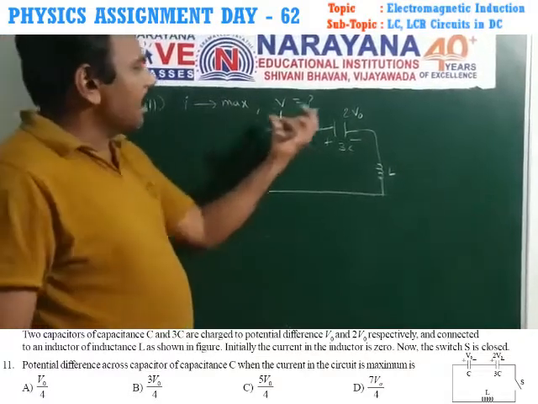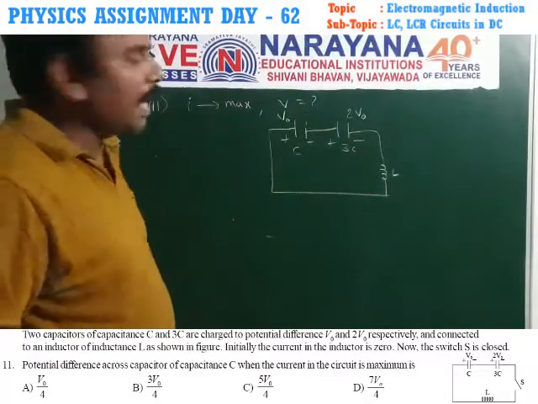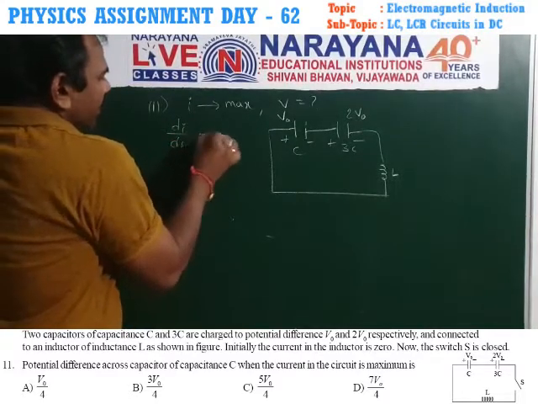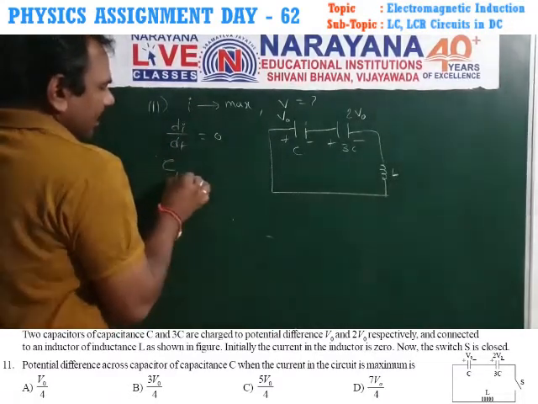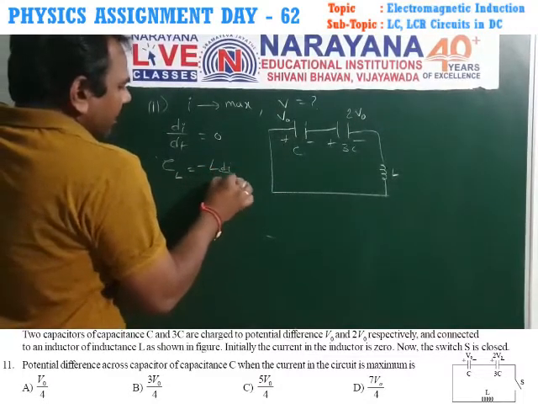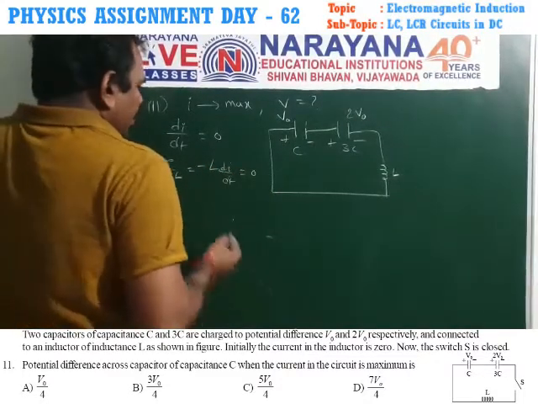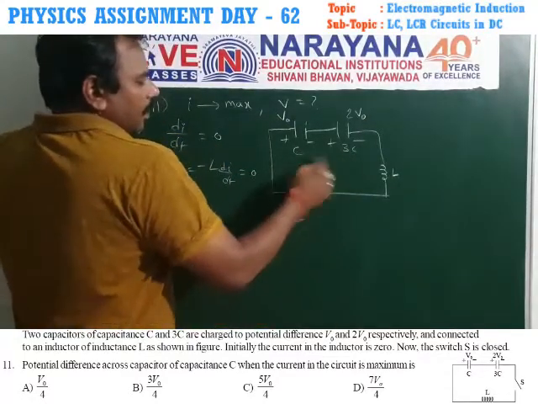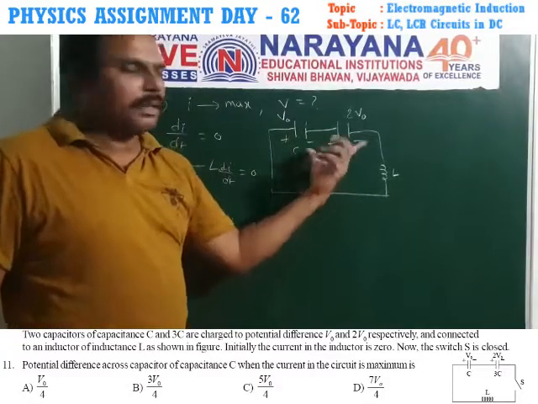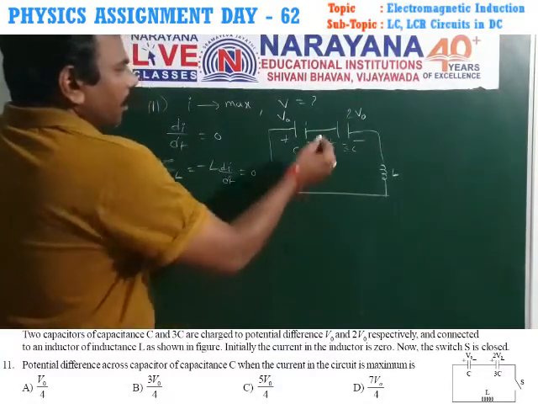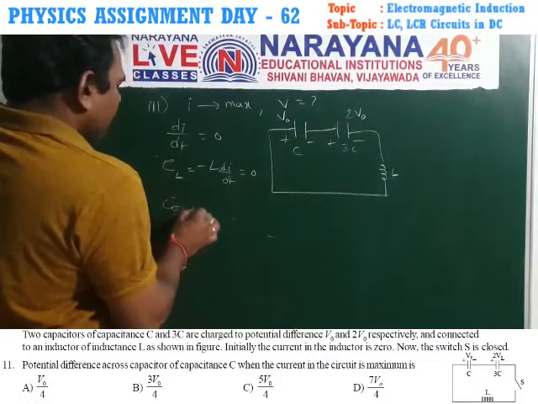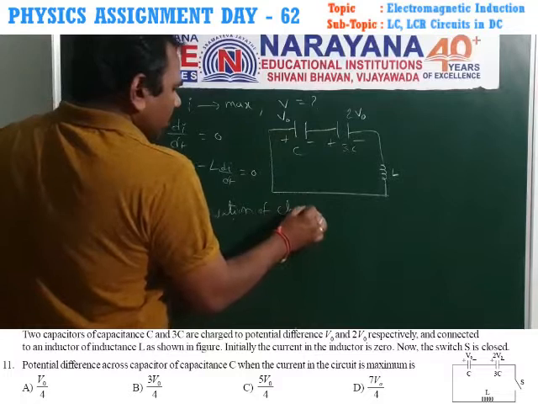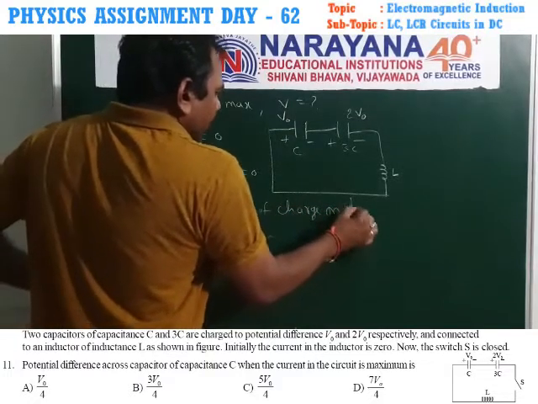So when the current through the inductor is maximum, that means dI by dt is equal to 0. Therefore, the EMF across the inductor, equal to minus L into dI by dt, is equal to 0. So there is no EMF across the inductor. Therefore, the potential difference across each capacitor will be the same. So we have to apply the conservation of charge on the plates.